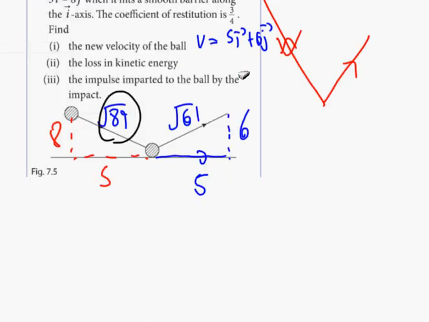Let's do impulse on the ball. So the impulse on the ball is a change in momentum, right? So what is the change in momentum? The impulse is going to be momentum before collision minus momentum after collision. So it's going to be m times root 89.